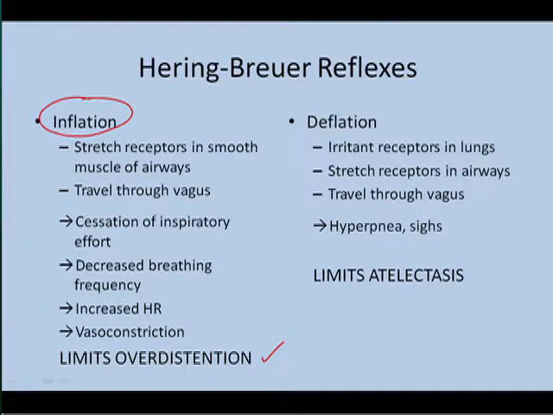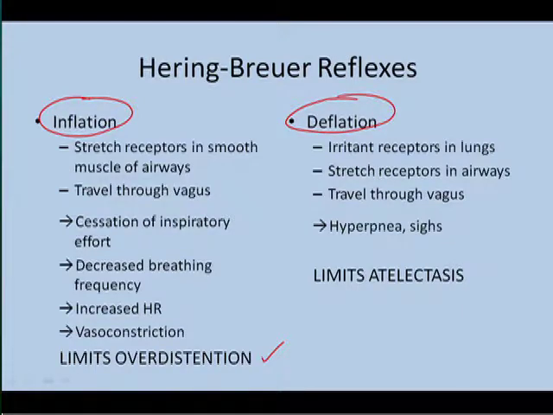With respect to the lung, overdistension is therefore prevented or limited. It turns out that this reflex is actually relatively weak in humans. However, if you take a guinea pig and give it one large breath, it will become apneic long enough to die. The less well-known Hering-Breuer reflex is the deflation reflex.